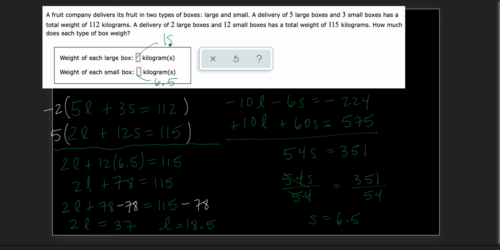So this will be 18.5, which should be a larger number than the weight of a small box. So I would just check your numbers there, the math as well. Two more problems.